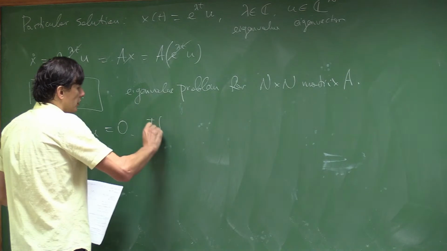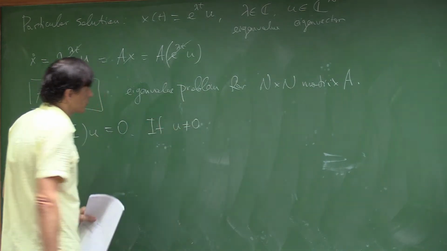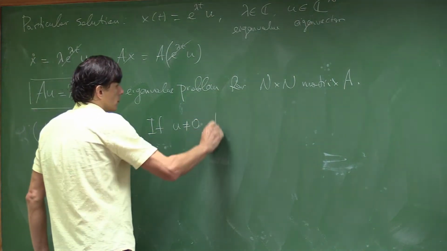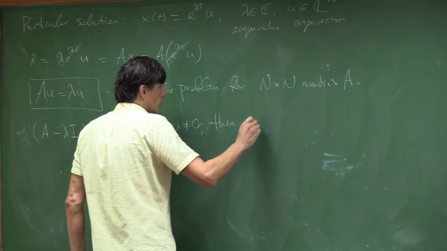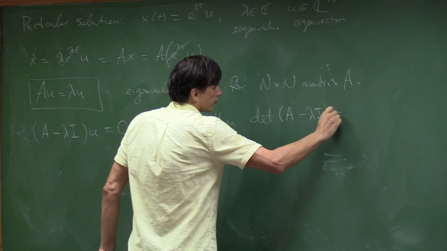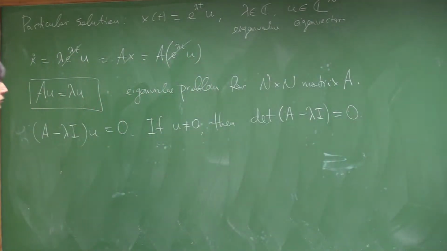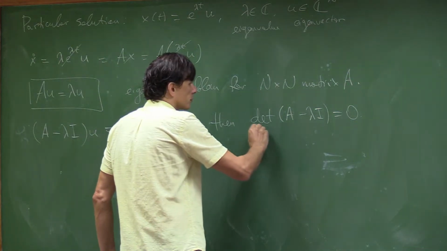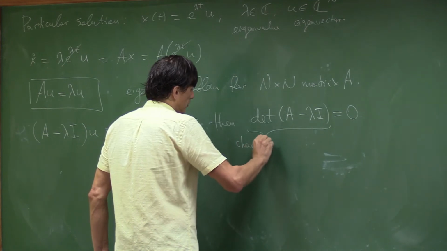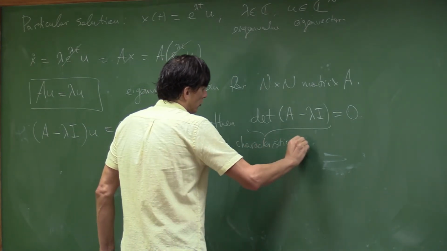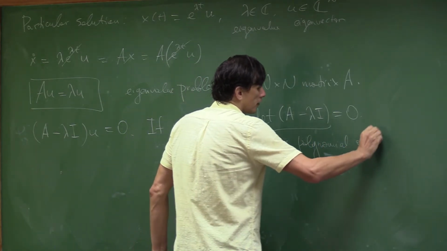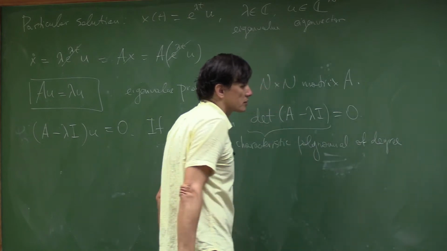And in the same way, if u is non-zero, because the zero vector is not our interest, then the matrix should be singular. So again, we get the characteristic equation, with the left-hand side being the characteristic polynomial of degree the same as the size of the matrix, so n.